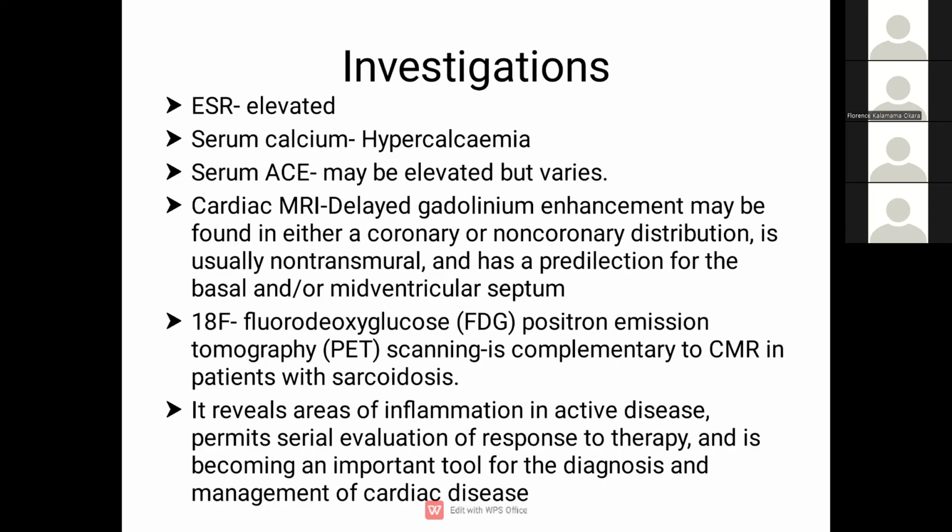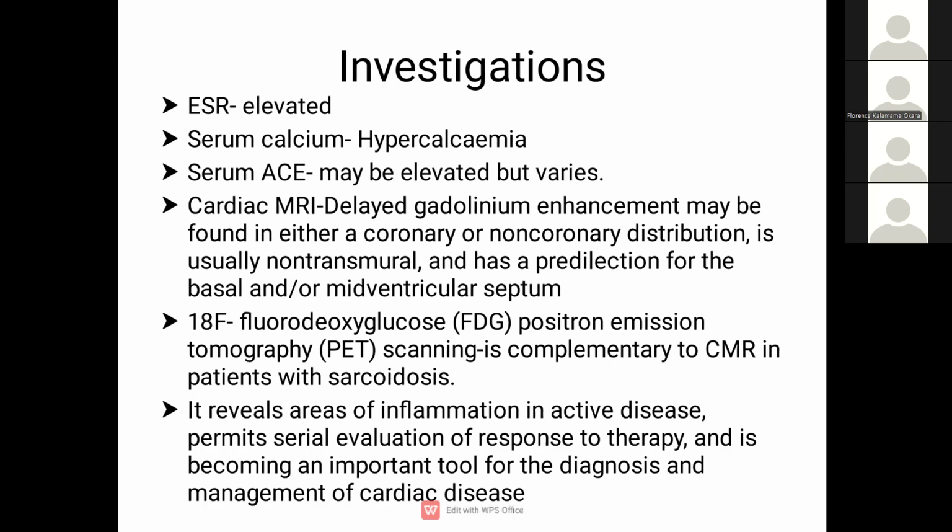Now, the 18-fluorodeoxyglucose positron emission tomography scan is said to complement cardiac MRI in patients with sarcoidosis. And then what does it reveal? It just shows areas of inflammation in active disease, and then also helps to monitor response to therapy. And then this FDG PET scanning is becoming an important tool for the diagnosis and management of cardiac sarcoidosis.